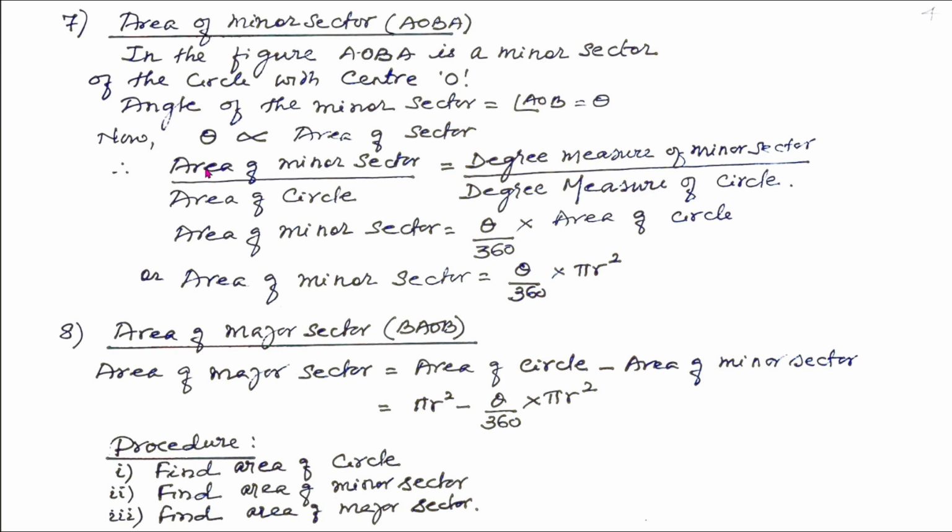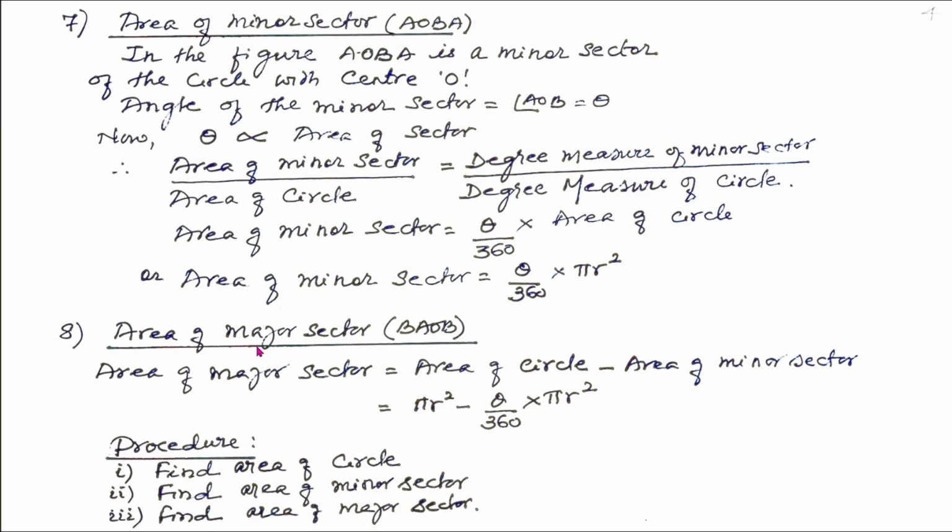360 degrees. Therefore, the area of the minor sector is equal to theta, that is the degree measure of the minor sector, divided by the degree measure of the circle, 360 degrees, into the area of the circle. Taking it to the right side, we get the area of the circle. Therefore, the area of the minor sector is equal to theta by 360 into pi r square. So please remember, to find the area of the minor sector, the formula is theta by 360 into pi r square, where theta is the central angle of the minor sector, 360 degrees is the angle made at the center by the circle, and pi r square is the formula to find the area of the circle.